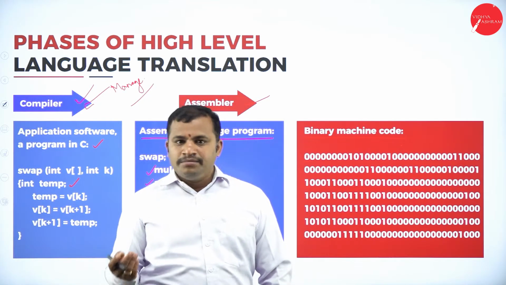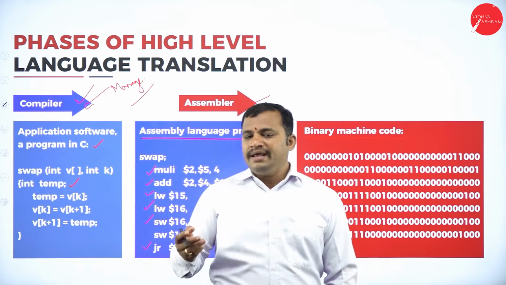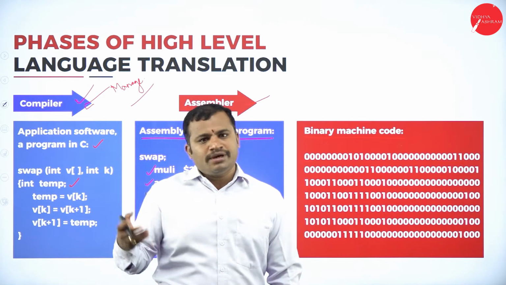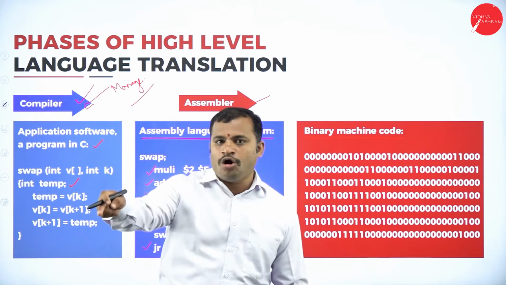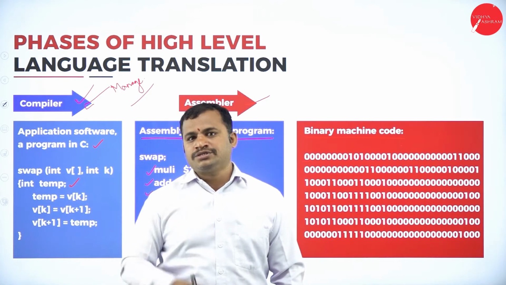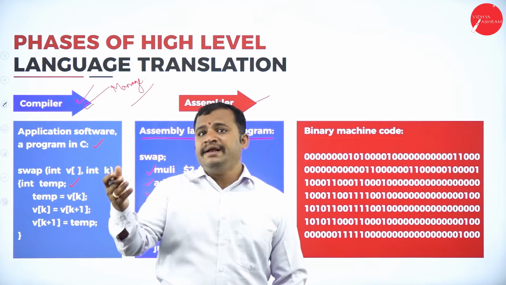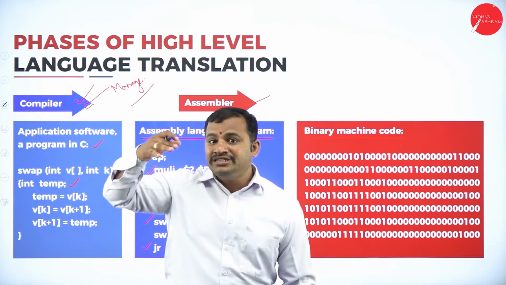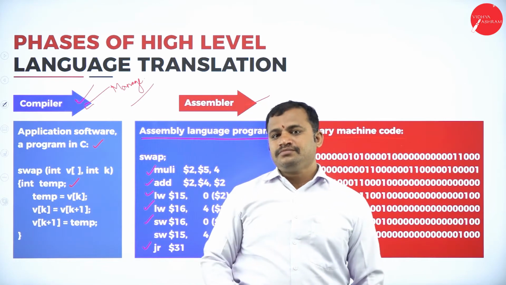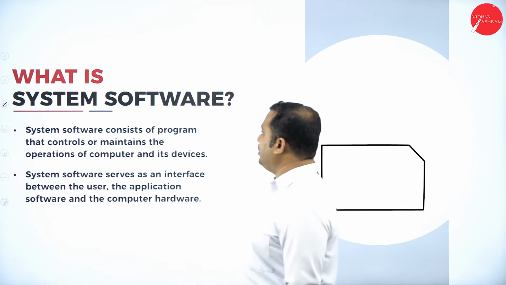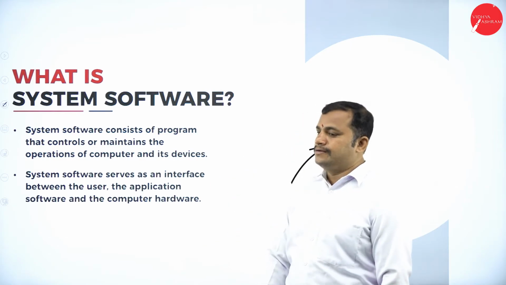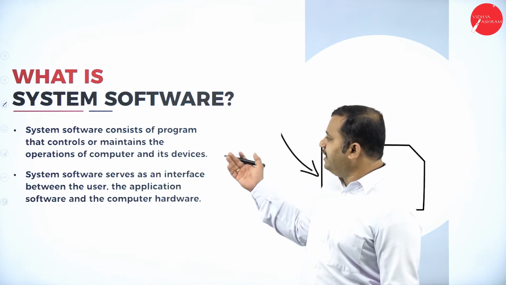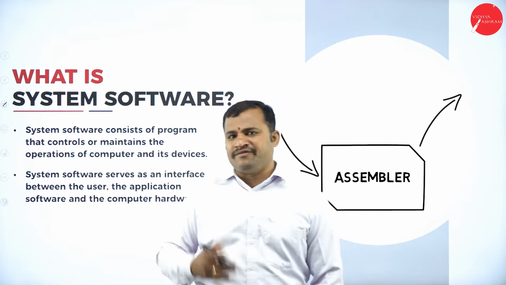Even if you open a mobile phone and want to open any files like a Word file or music files or anything from your mobile phone, you can do so with the help of an operating system called Android, or it may be a Windows-based mobile phone. All those operating systems are responsible for managing the user's request. So let me take you to the next slide, wherein you will observe what a system software is. A system software is a program that controls and maintains the operations of computers and its devices.